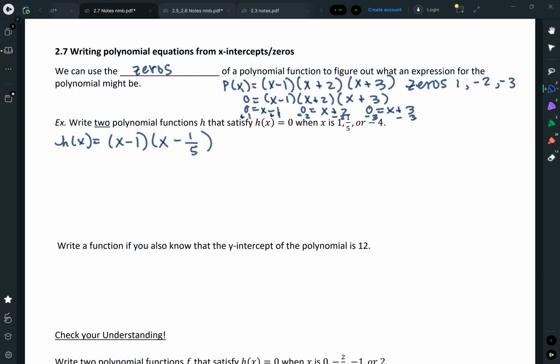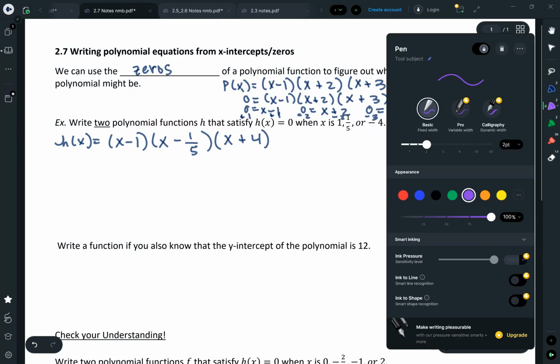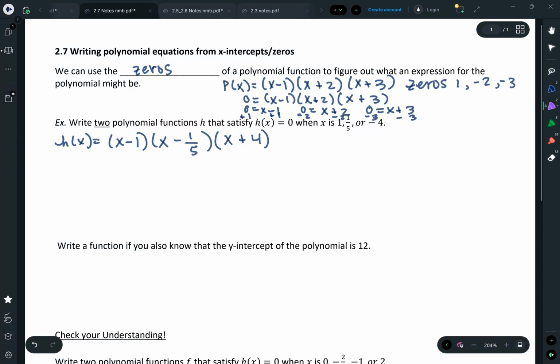I'm not a big fan of that fraction. And then if they give me a -4, I have to have a factor of x plus 4. So I really don't like the fractions within a factor like that. And many of you wouldn't like graphing something like that either. So what I could do is I could basically just multiply this by a 5. And then we have 5x minus 1.